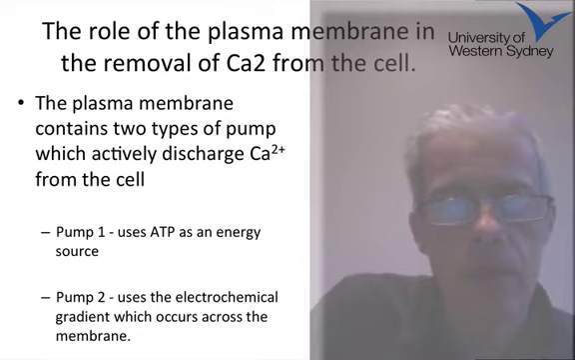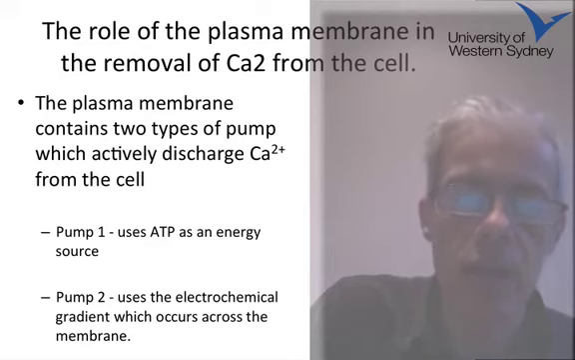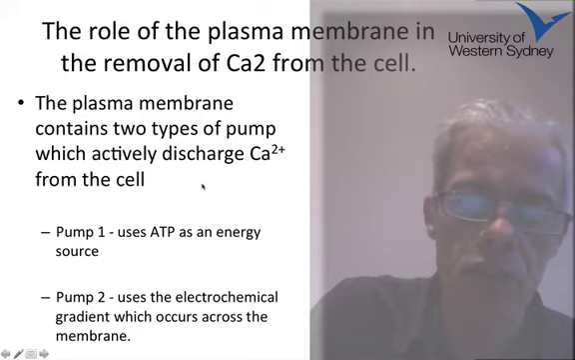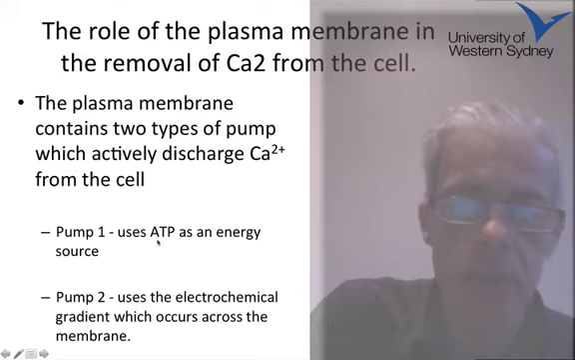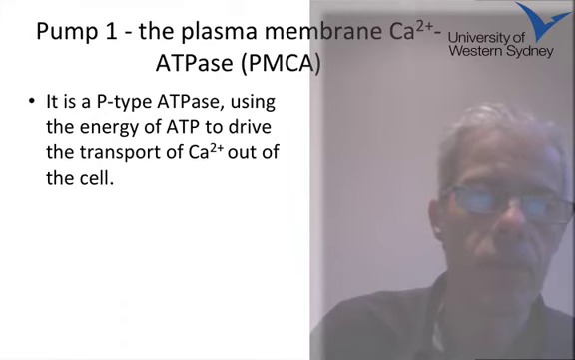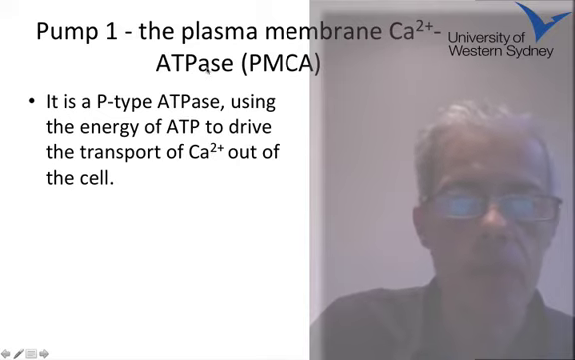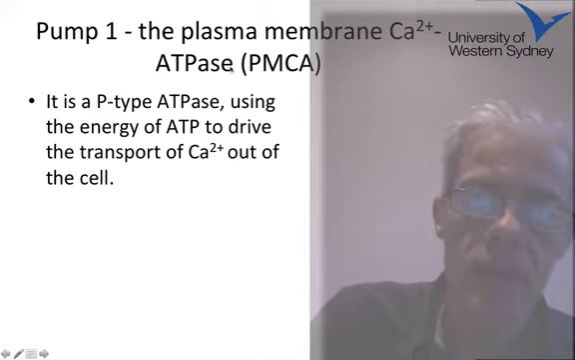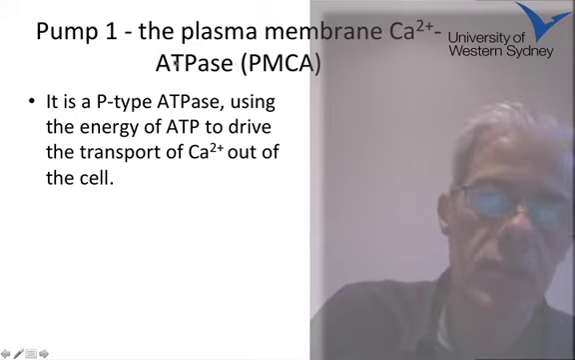So we've been talking about the different calcium pumps that exist in the cell to modulate the calcium ion concentration. Within the plasma membrane, there are two types of pumps which can discharge calcium from the cells. One of these pump types uses ATP as an energy source, and another can use an electrochemical gradient across the membrane to drive the flux of ions.